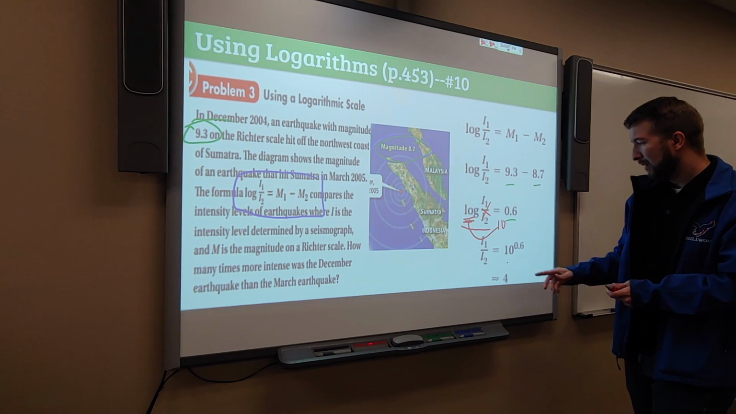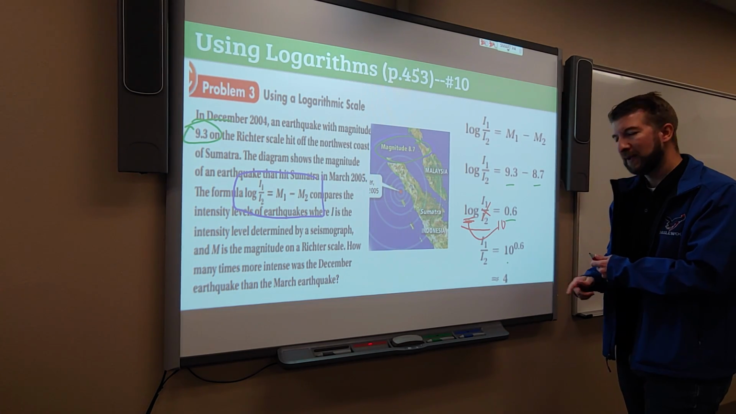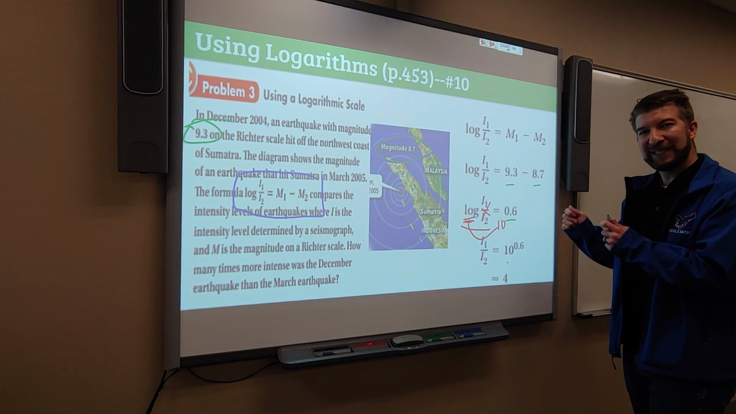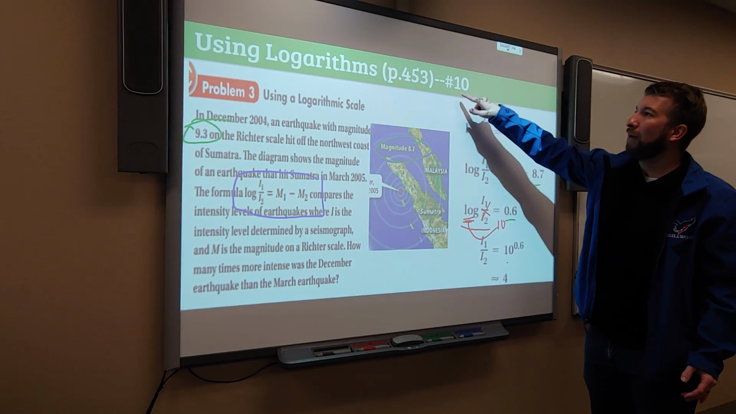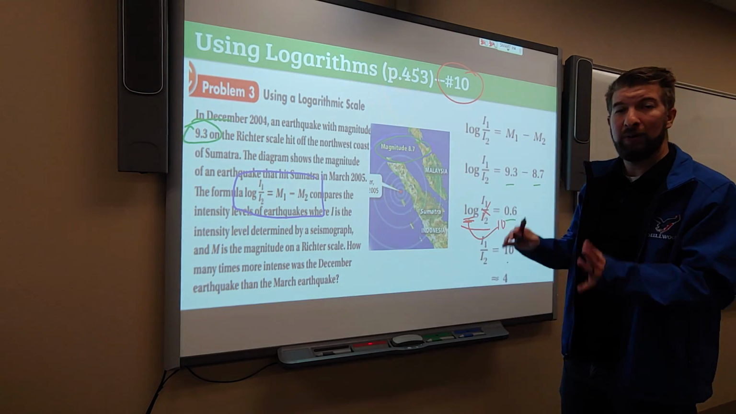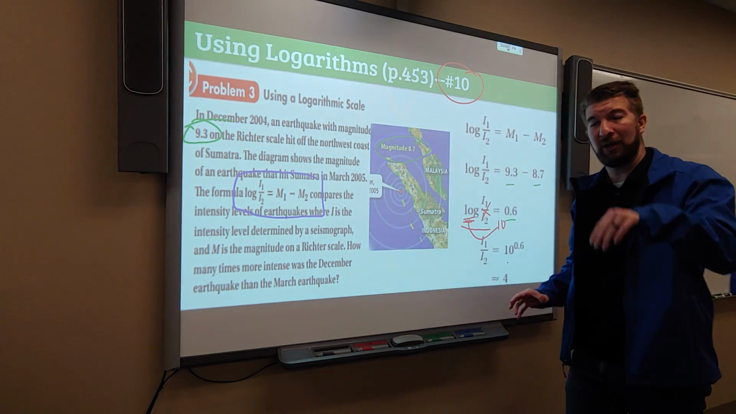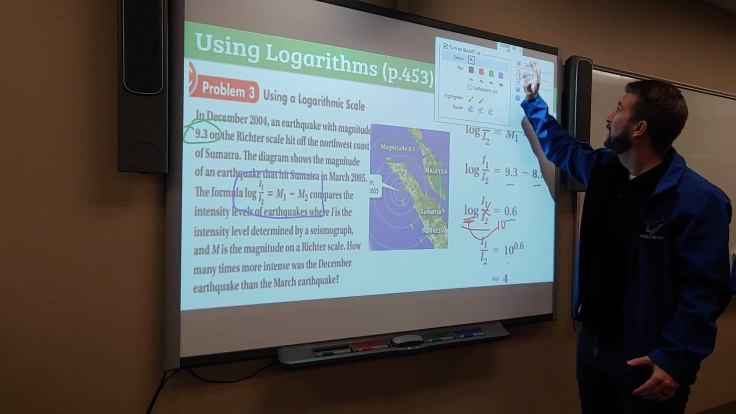And then you would just plug that into the calculator, and you would get 4. 10 with 0.6 as the exponent will give you 4. So this is number 10 on the homework. So what I would do is pull up number 10 on MathXL and pull up this page and just follow the steps.